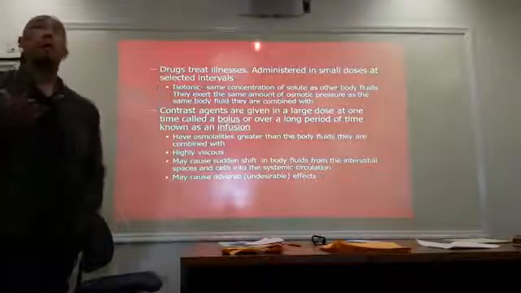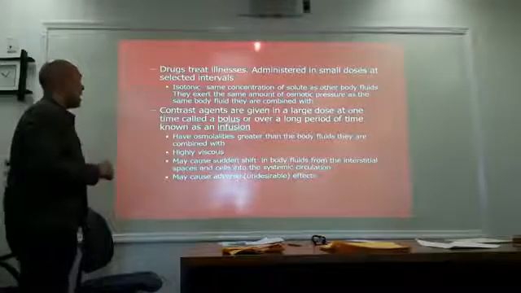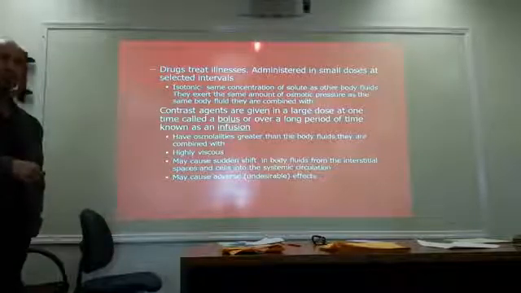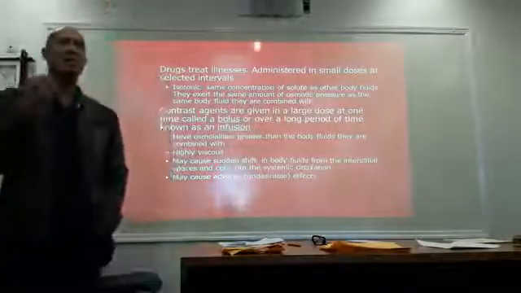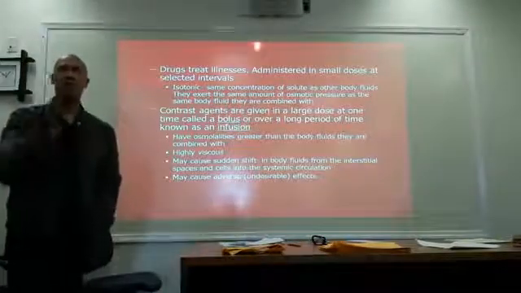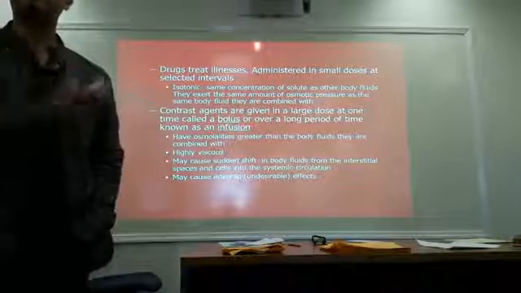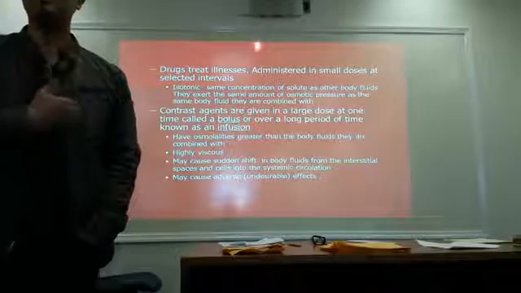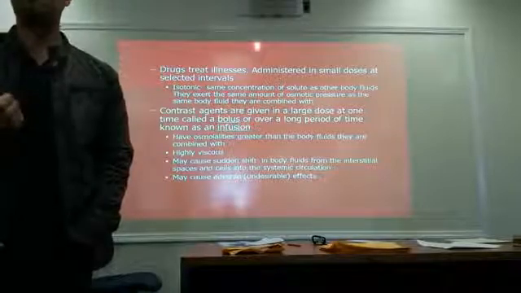All right, so as we said earlier, drugs treat illnesses. They are administered in small doses at selected intervals. The contrast that we use, do you remember the term isotonic? Did we talk about that last time? Isotonic means having the same consistency, thickness, kind of the same composition as that of blood. Most medications that we use have that same consistency as blood. Very similar.